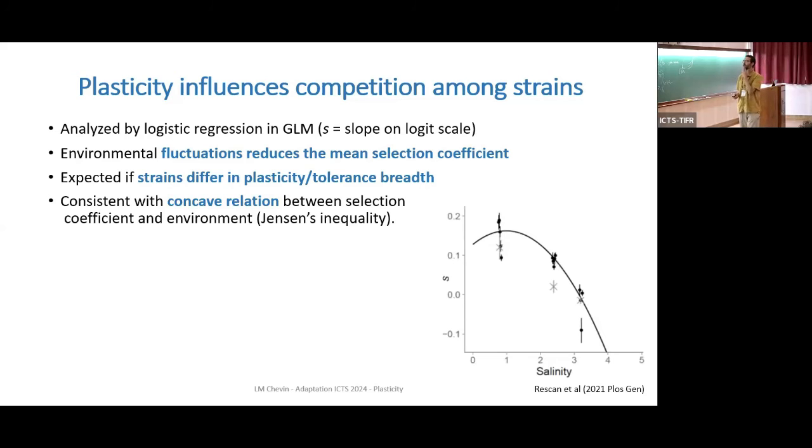It's also consistent with the idea of Jensen's inequality, that if there's a downward curve or concave relationship between salinity and the selection coefficient in fixed environments, then the average in a fluctuating environment will be lower than the value in the average environment. This is Jensen's inequality. So, well, this quadratic model was better than the linear model. We just had 3 environmental points, but it seemed to still be concordant with that.